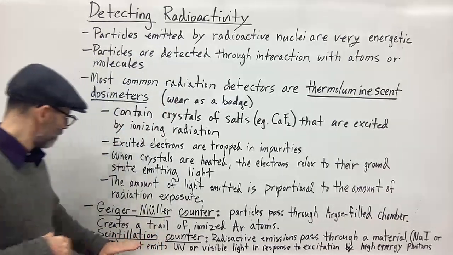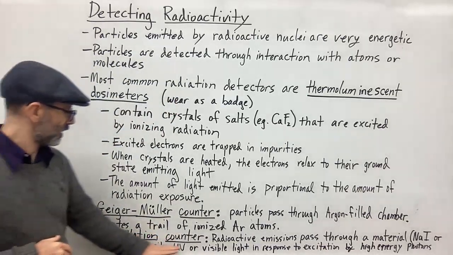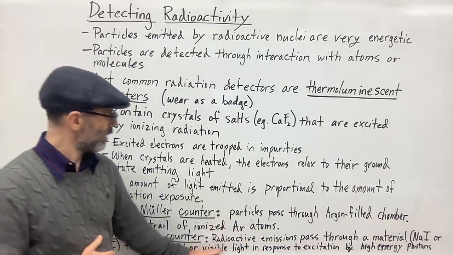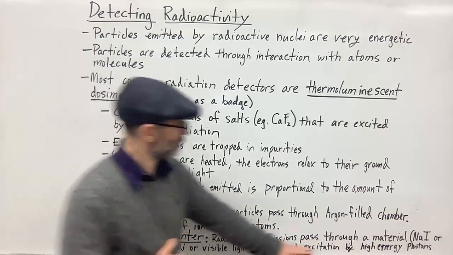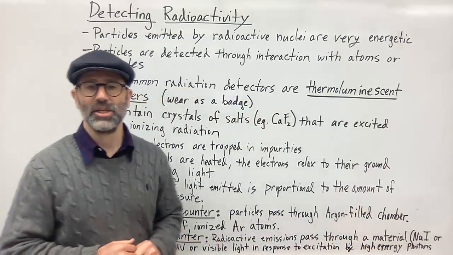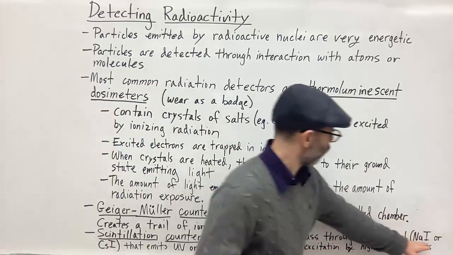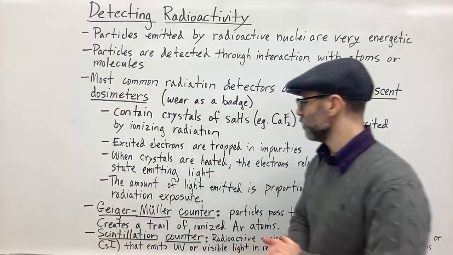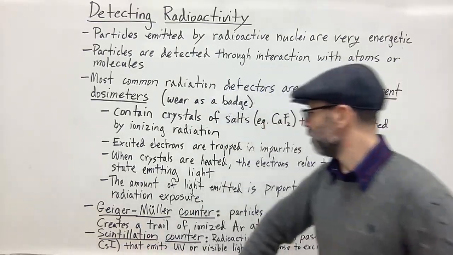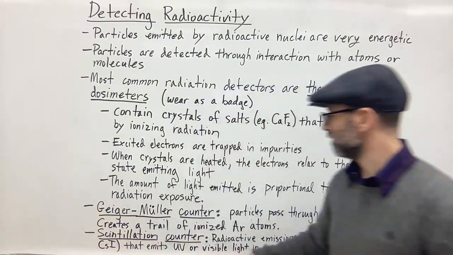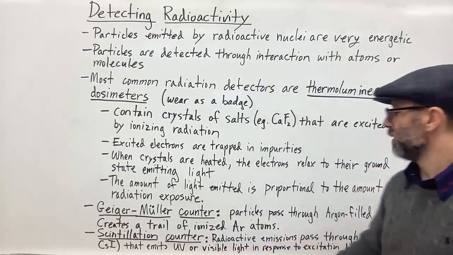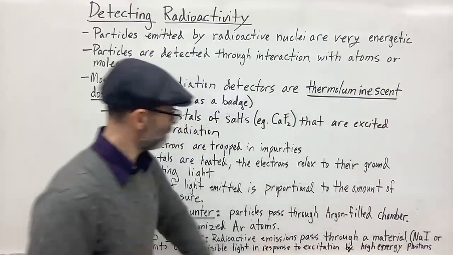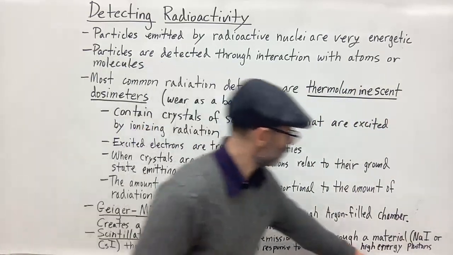And then finally, we have what are called scintillation counters. How a scintillation counter works is that radioactive emissions are going to pass through a material, and that material could be either sodium iodide or cesium iodide. This substance that the emission passes through then emits UV or visible light in response to the excitation by the high energy photons.